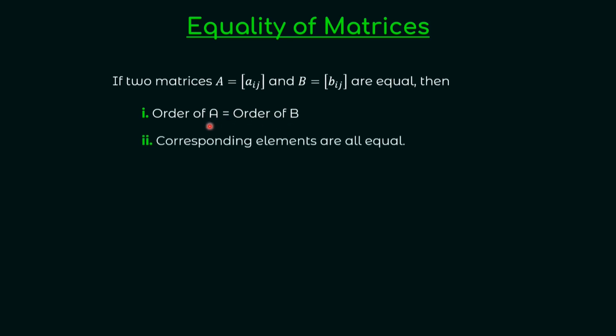And the second condition is that the corresponding elements are all equal. That is, Aij will be equal to Bij for every i, j. Like A11 will be equal to B11, A22 will be equal to B22, etc.